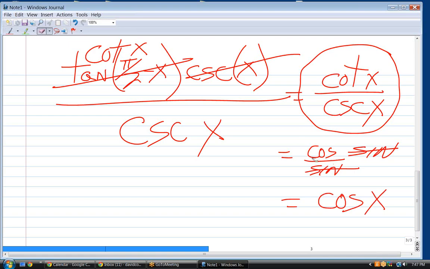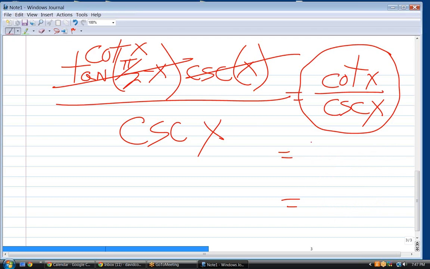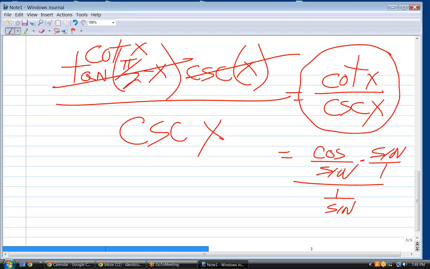I might not have been perfectly clear how I did that. I changed cotangent to cosine over sine, and then I'm dividing that by cosecant, but cosecant is 1 over sine. So now I flip this and multiply. Sines cancel, and I'm left with cosine.